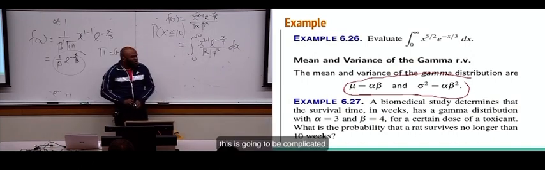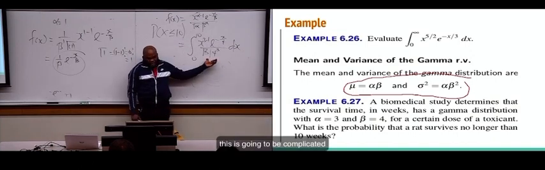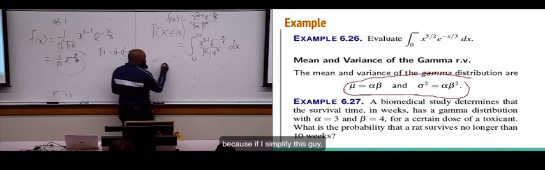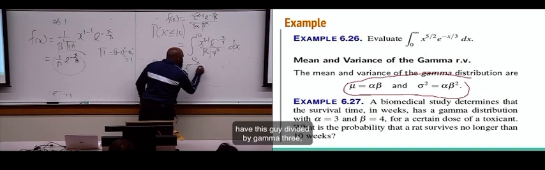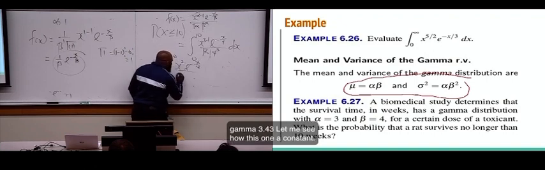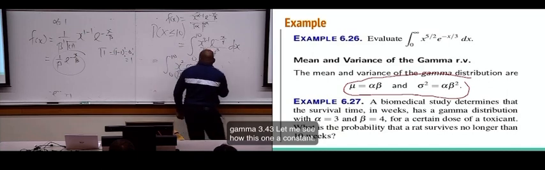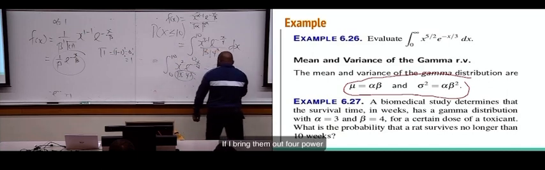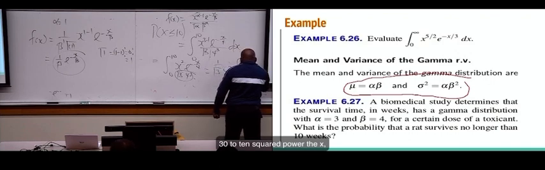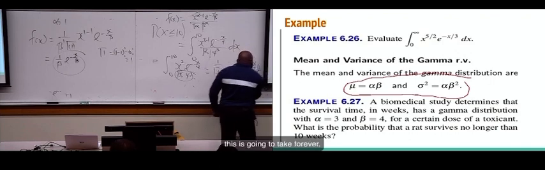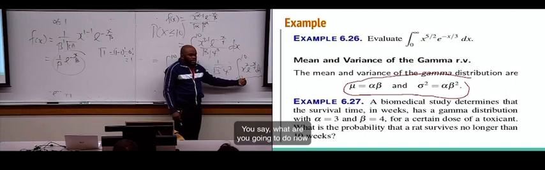Oh my God, this is going to be complicated, because if I simplify this, I'm actually going to have this divided by gamma 3 and 4 raised to power 3. All these are constants. If I bring them out, 4 raised to power 3, from 0 to 10, x squared, e raised to power this dx. This is going to take forever. You say, what are you going to do?